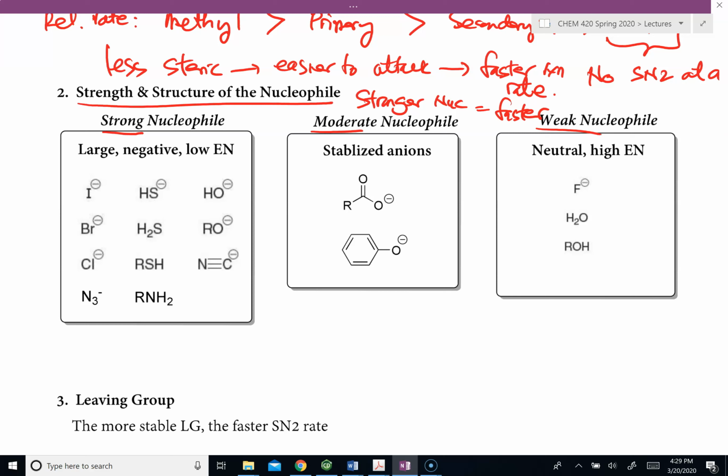And strong nucleophiles are basically substances that have a large size and negative charge and have low electronegativity. So for example, iodide is rich in electrons because it has a negative charge. And in this case, it is quite a large atom. So therefore, it is a strong nucleophile. So all of these are rich in electrons. This is why we see all of them being negative.